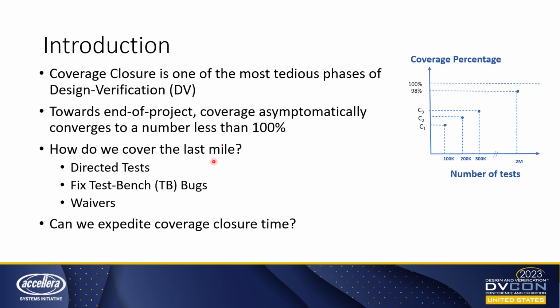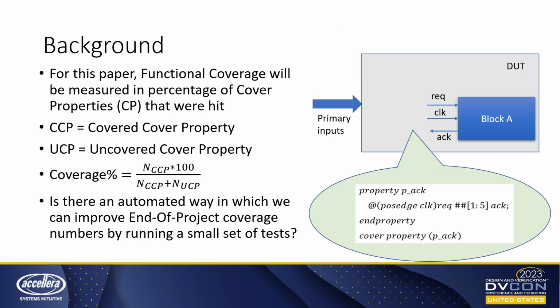The typical approach involves writing and running directed tests. We fix testbench bugs, and oftentimes we waive coverage conditions which are deemed less risky. The question we want to ask is, can we move towards a faster and more automated coverage closure? For this paper, whenever we talk about coverage closure, we will mean functional coverage, which is measured as the percentage of cover properties that were hit.